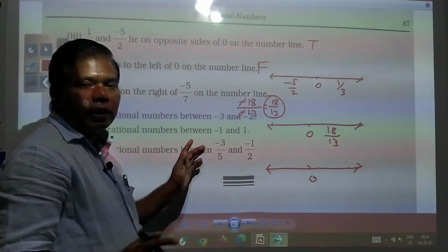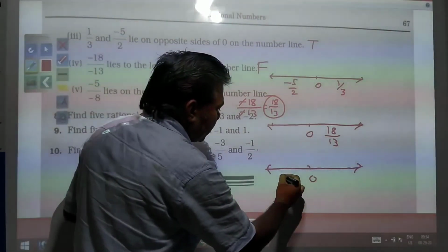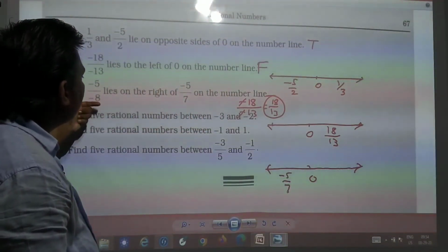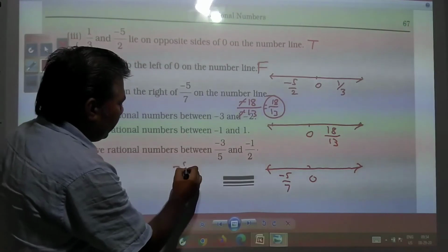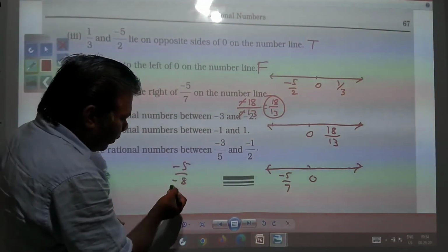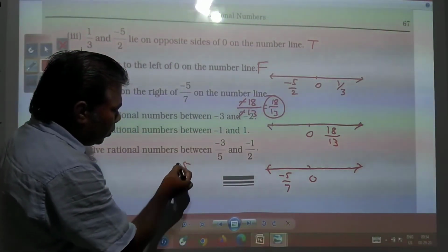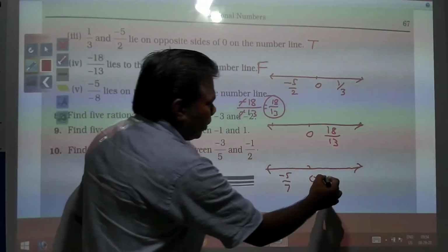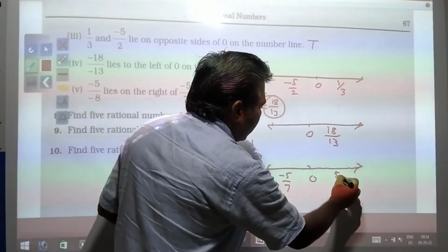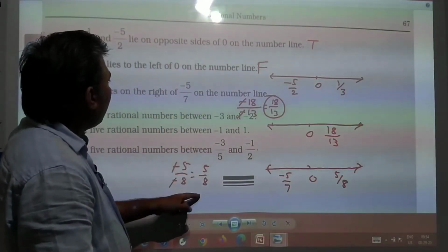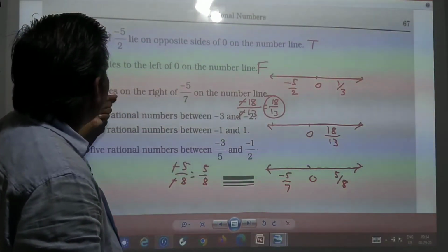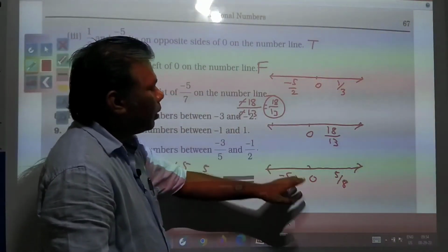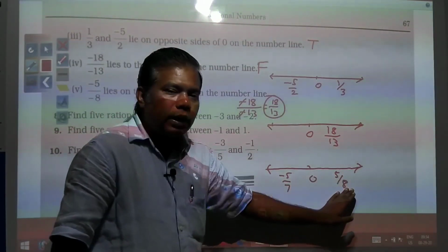Minus 5 by 7 is a negative number, so that will be on the left side, minus 5 by 7. Minus 5 by minus 8: since minus 5 and minus 8 both have the same sign, the signs cancel and it becomes 5 by 8, a positive number. So that will be on the right side, 5 by 8. Now you see, minus 5 by minus 8 lies on the right of minus 5 by 7 on the number line. That is true, because it is on the right side.